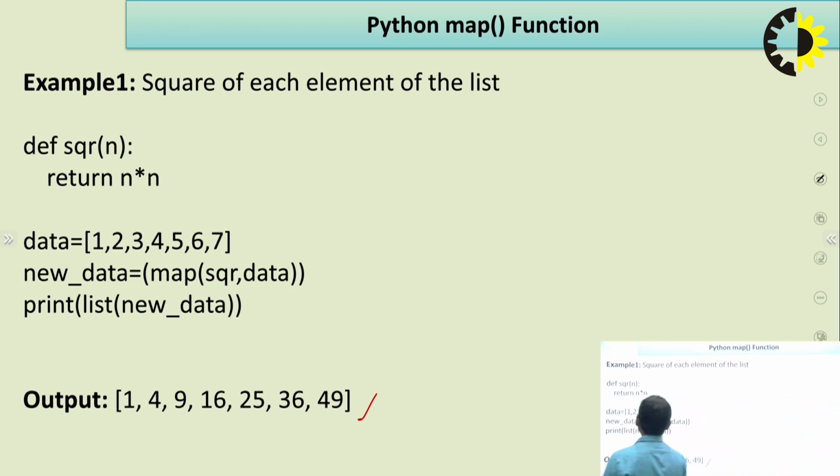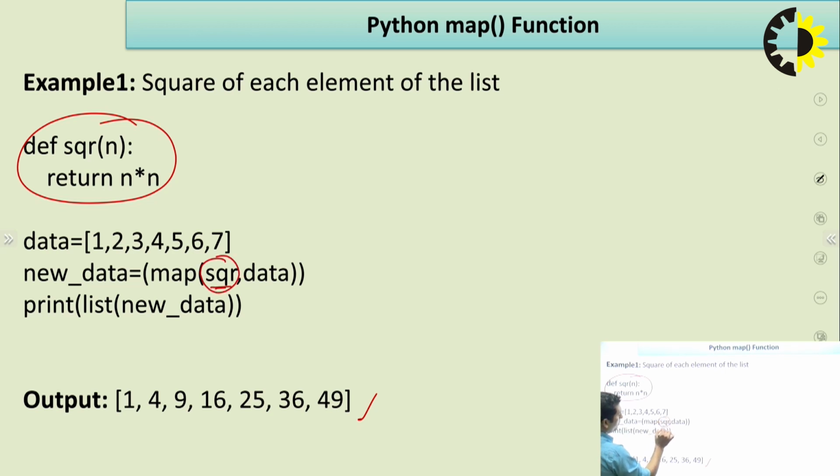Here we are making a separate function for this, not using a lambda function. We just use the name of the function, square. Same concept.